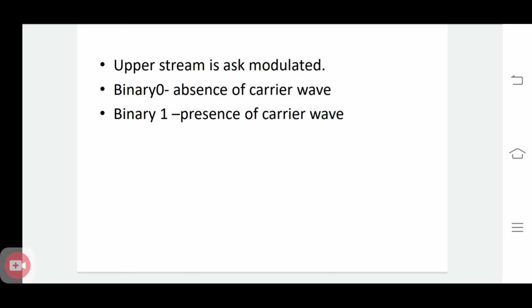But by using QPSK and OQPSK we can use it as a QAM modulator. Also we have a differential QPSK.